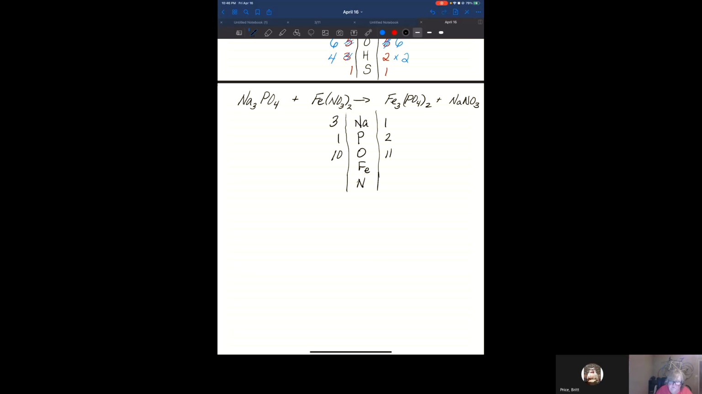How many people think that there's a good probability that people have miscounted the number of oxygens? It's kind of a pain, isn't it? They're in both reactants, they're in both products. Ugh.